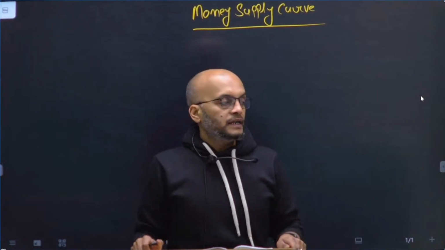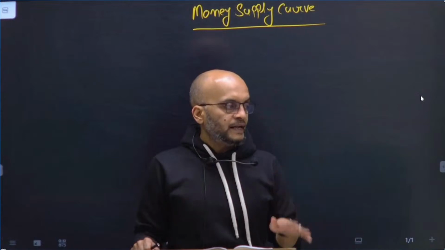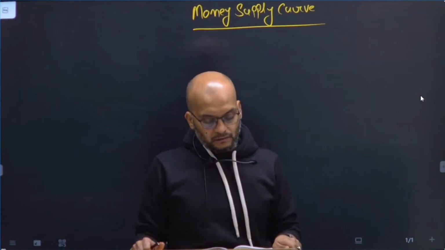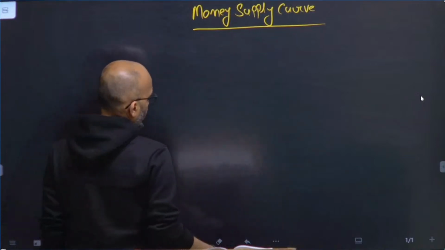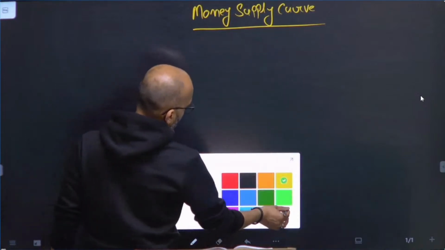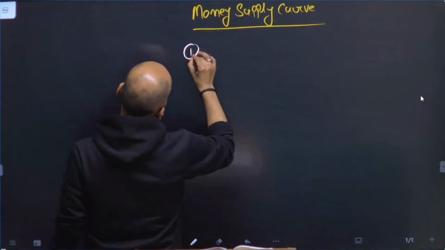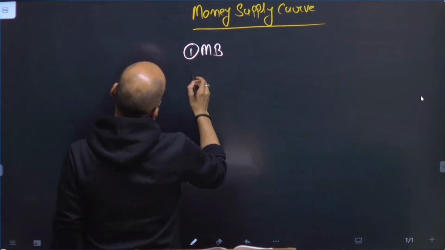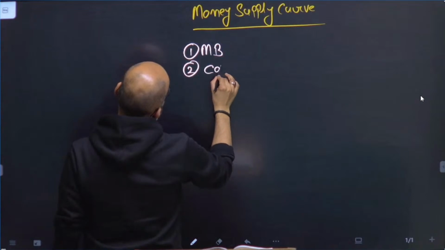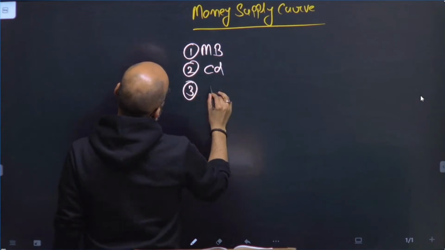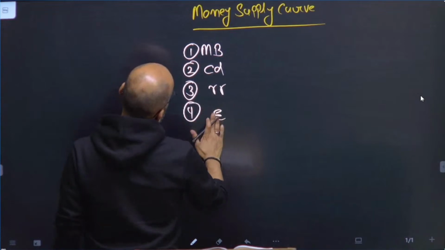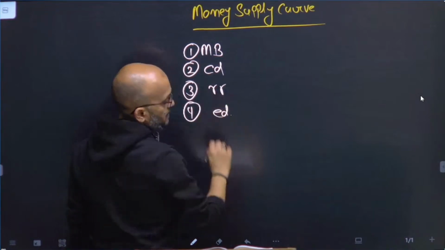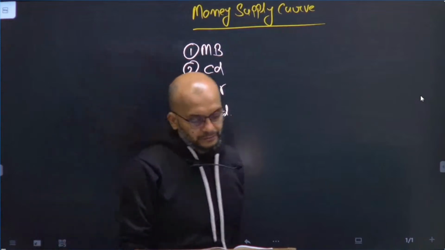As we know, there are 4 determinants of money supply. Number 1, monetary base. Number 2, cash to deposit ratio. Number 3, required reserve ratio. Number 4, excess deposit ratio.